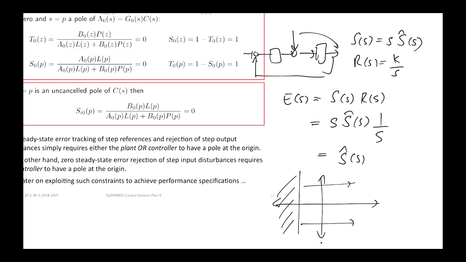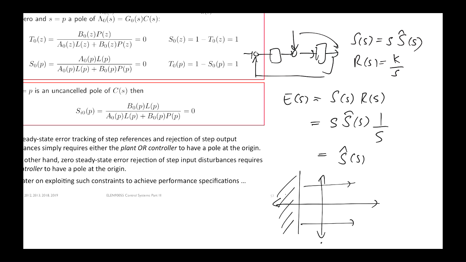By virtue of this, exploiting this interpolation constraint, by placing an open loop pole at s equals 0, perhaps by making it part of the controller. That doesn't work for input disturbances.